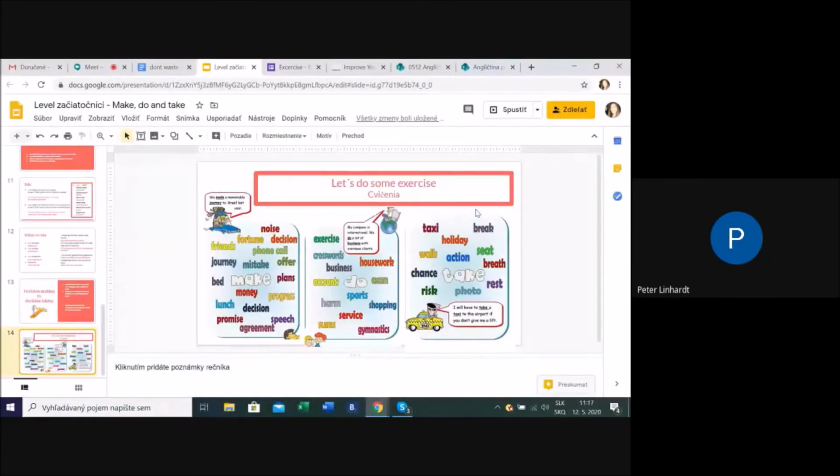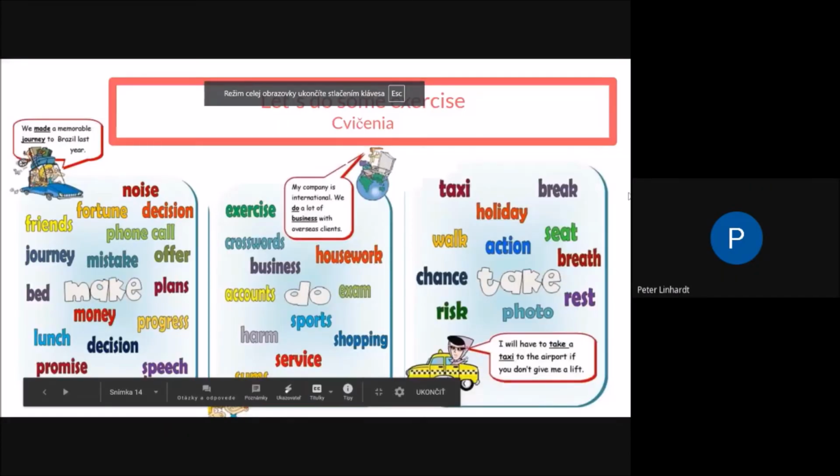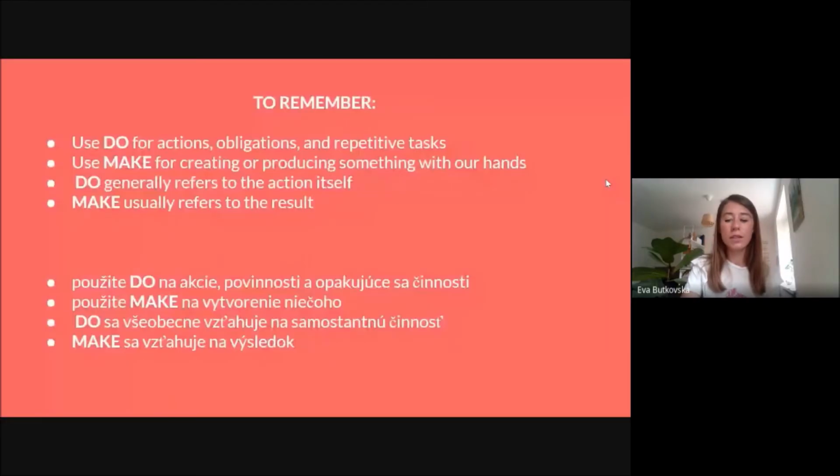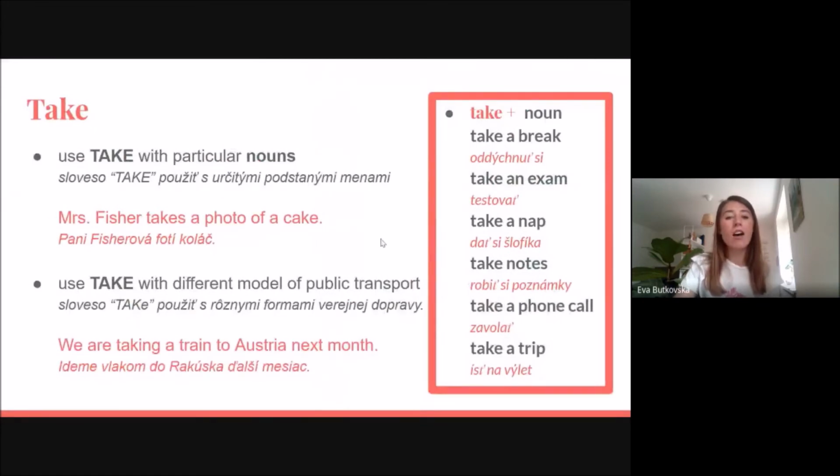May I have a question, Eva? Yes, please. Yeah, you used an example that Mrs. Fisher is taking a photo of a cake. Can I also use, Mrs. Fisher is making a photo of a cake? No. This is important to understand. To take a photo, we always say take a photo, never make a photo. Okay, if you would use make a photo, you would have to be in a lab and make a photo.